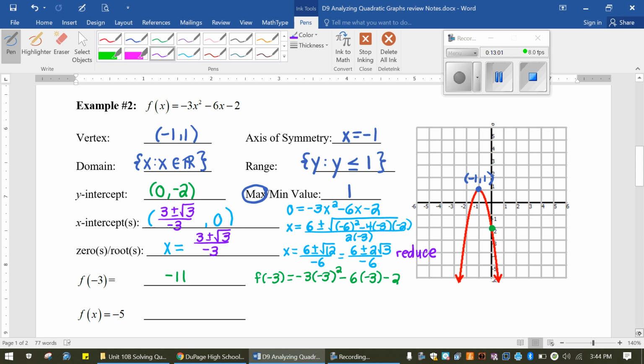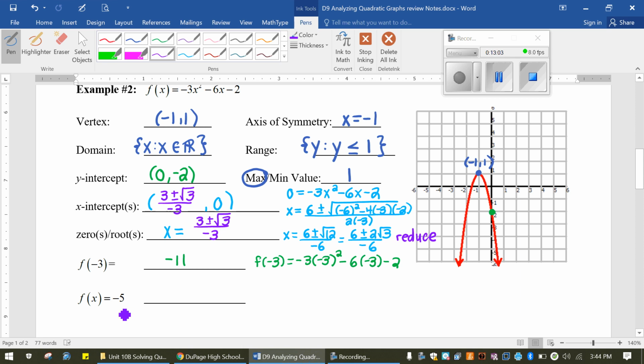All right, example number 2, last part, f of x equals -5. That means your entire function is equal to -5. So -3x squared minus 6x minus 2. You're going to add 5. So -3x squared minus 6x plus 3.